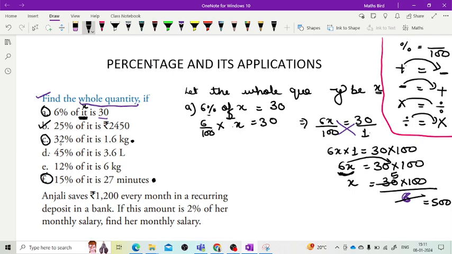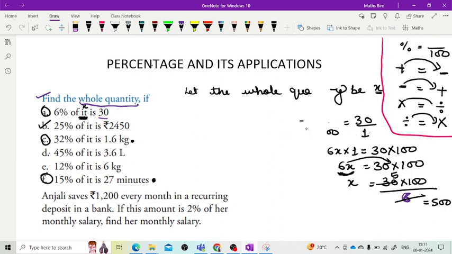So again, C part, 32% of it. Same thing. 32% means 32 by 100. Again, let the whole quantity be x.